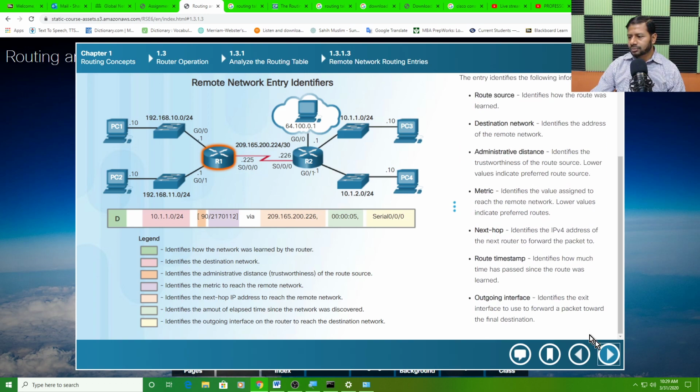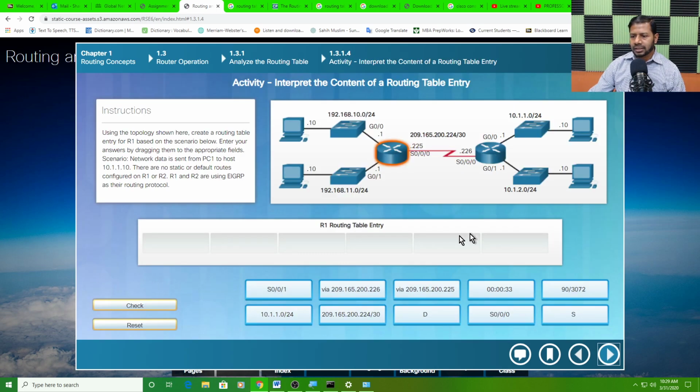Okay, let's move on. Now it is asking you to put those items in the right place. So we already know every routing entry, see right here, routing table entry. It starts with the source, how this route was learned, like O or D or C or L or S. In this case, if I am going to go for this one, say learned by D, then it has to be like that. That means it's learned by EIGRP. Then what is the destination address?